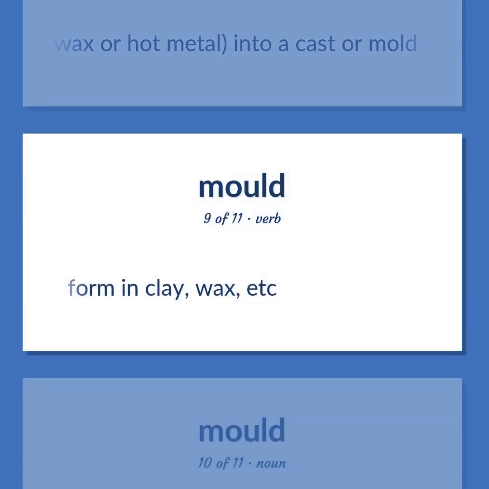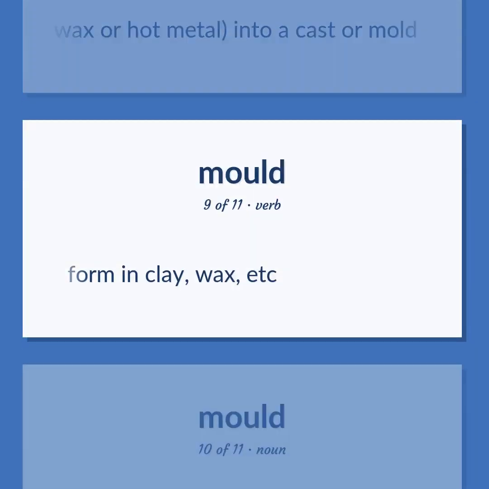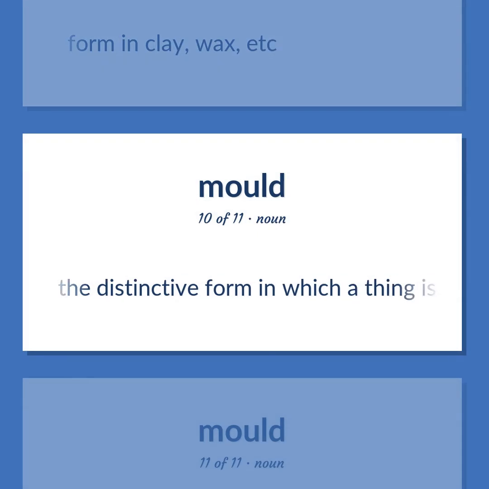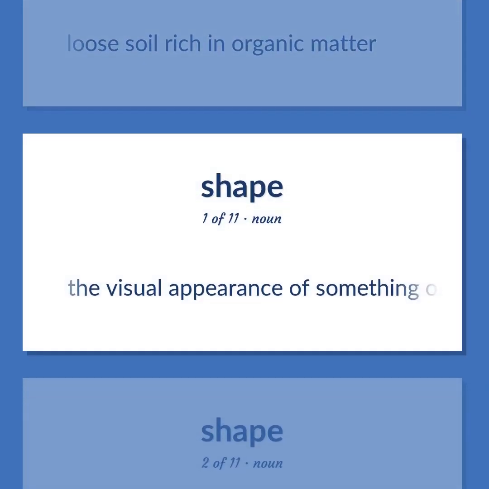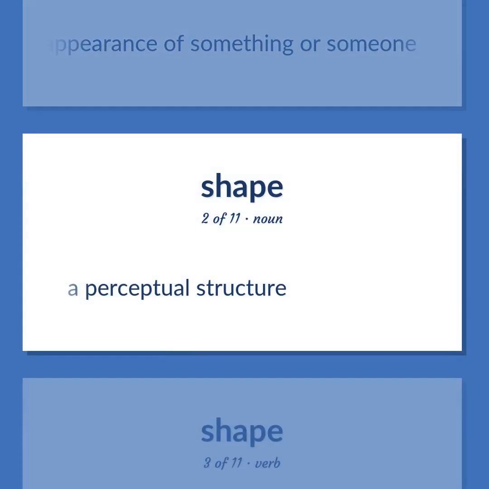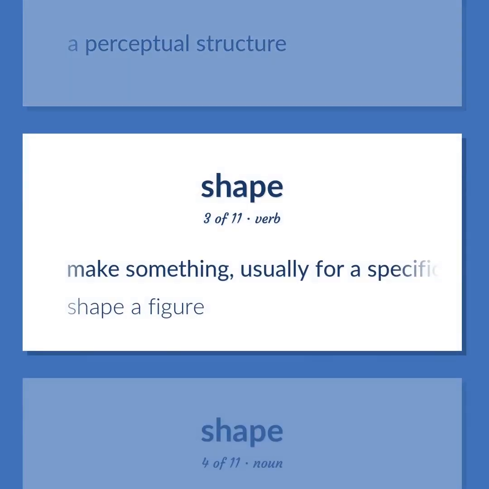Form in clay, wax, etc. The distinctive form in which a thing is made. Loose soil rich in organic matter. The visual appearance of something or someone. A perceptual structure. Make something, usually for a specific function.